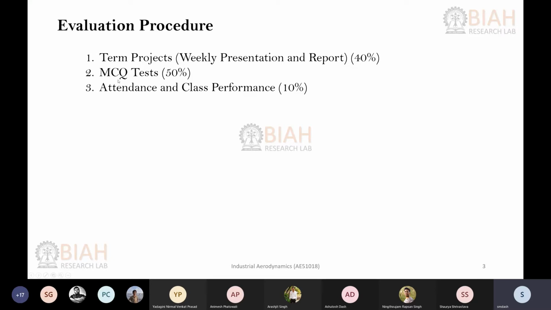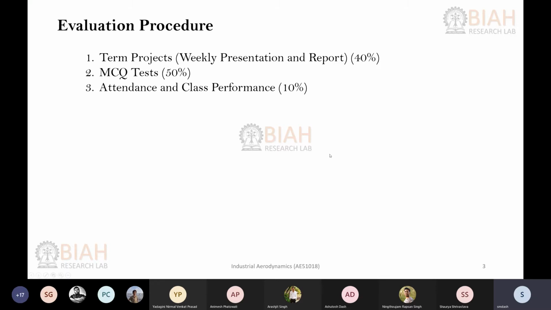Then there will also be, as I mentioned, an MCQ test. There might be a subjective type of test or mixed MCQ and subjective, which will carry 50%. Then the remaining 10% will be on your class performance and attendance. This is subject to whether there is no midterm and end term. If that happens, then we need to revise these things.